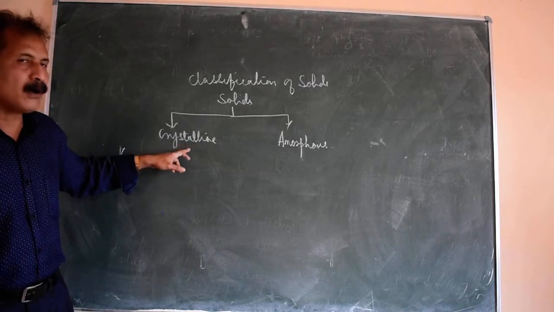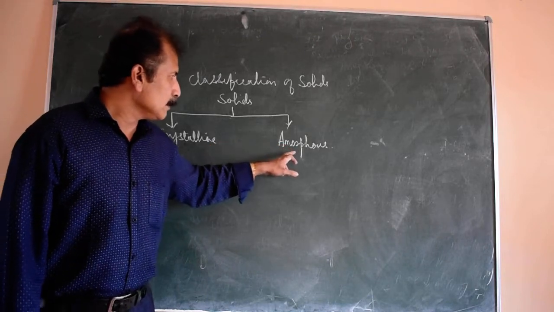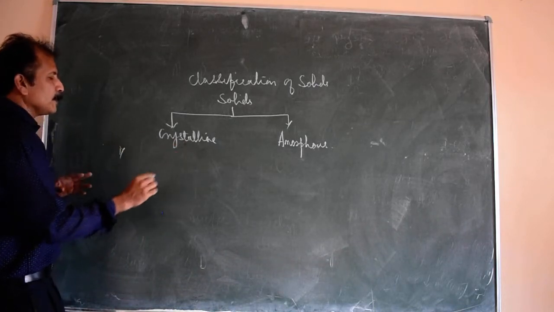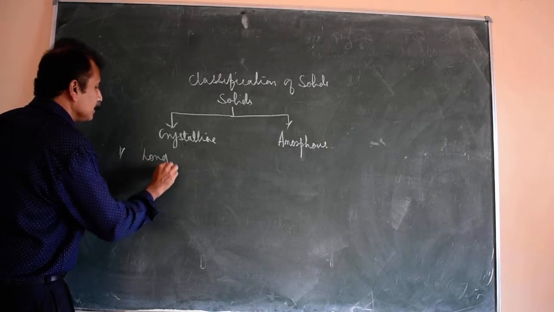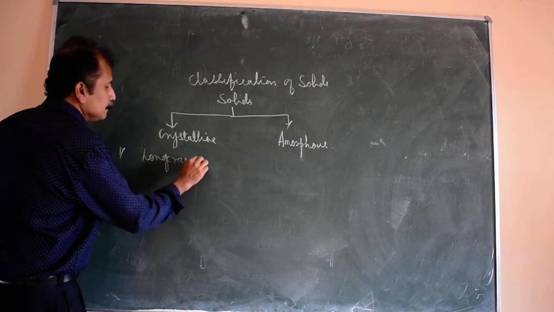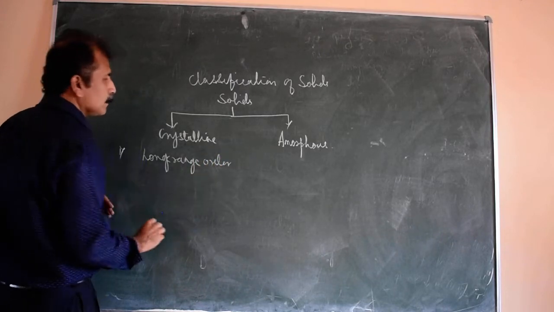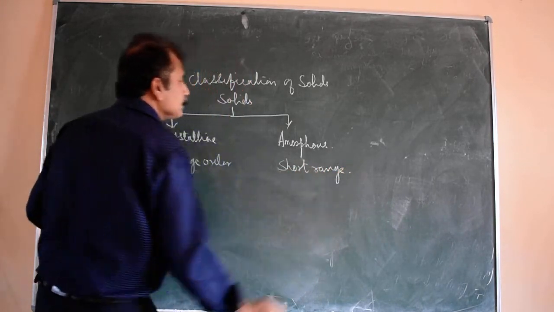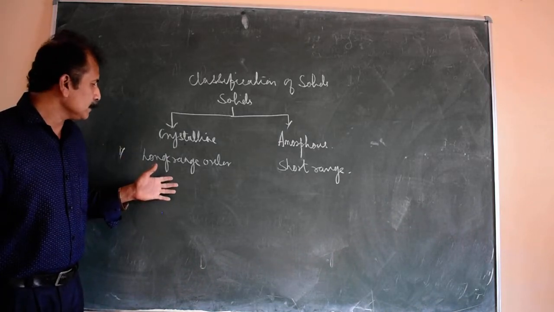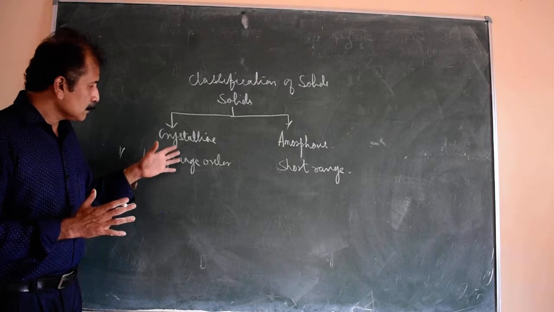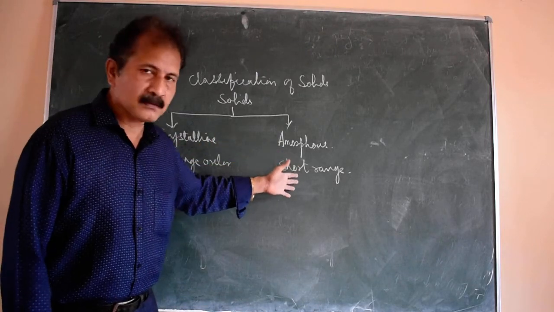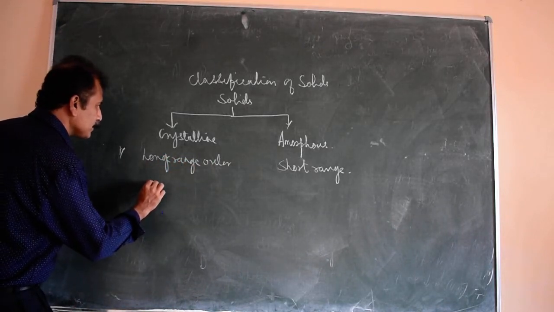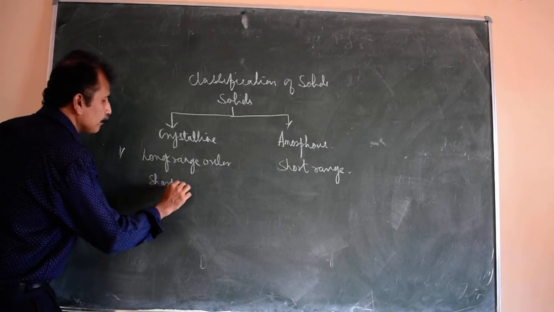So in crystalline, you have a long range order of arrangement of particles, whereas in amorphous, we have a short range order. So you should write here, first difference between the two is long range order, whereas this is short range order. Because of that, these are having more pronounced properties than this. The long range order of arrangement makes them have very sharp melting points. So crystalline solids will have very sharp melting points.